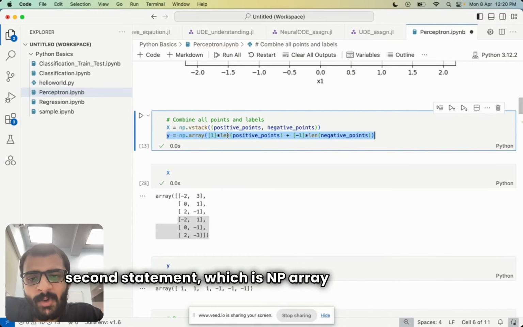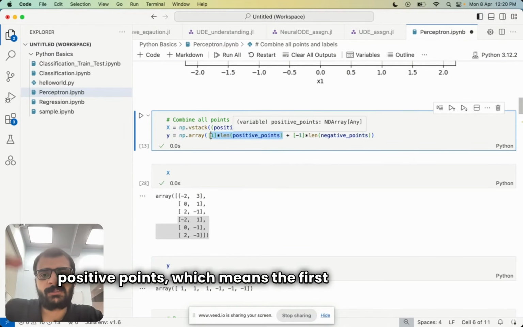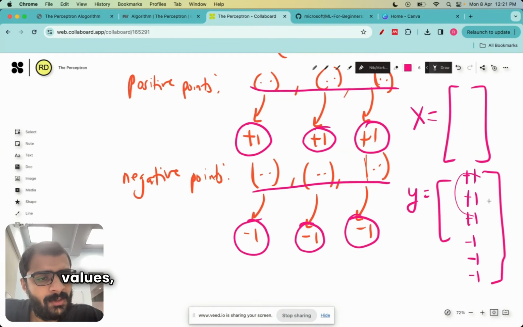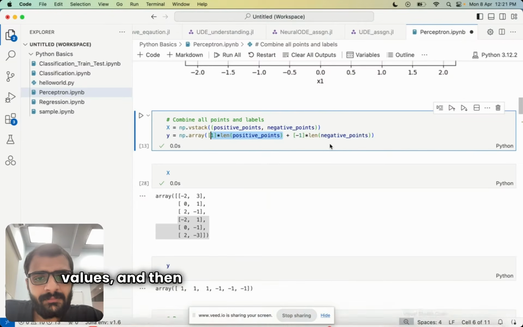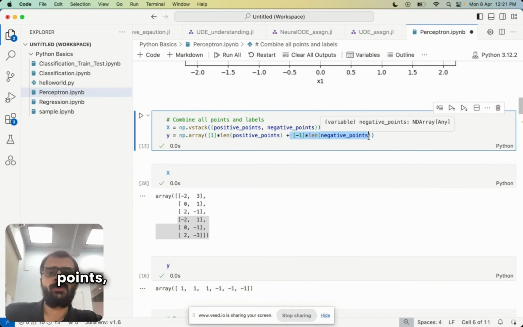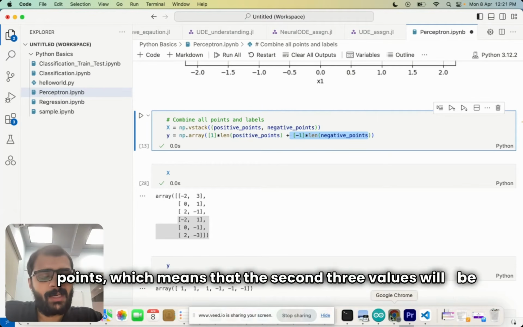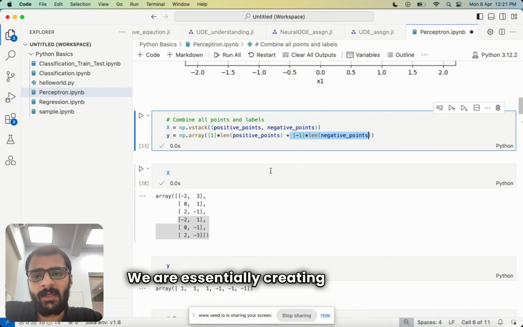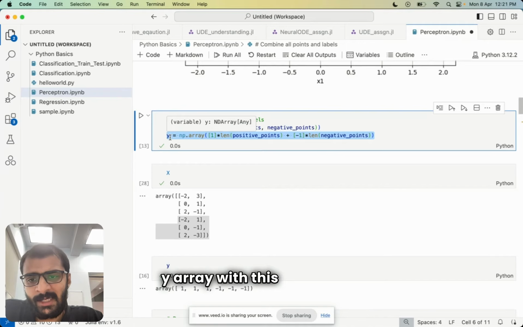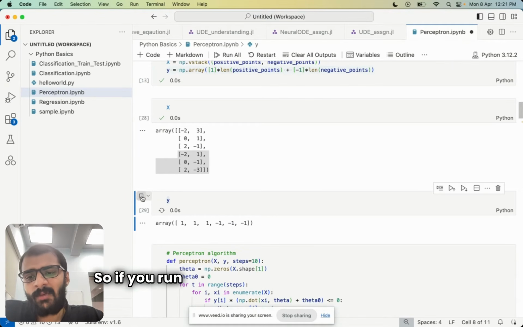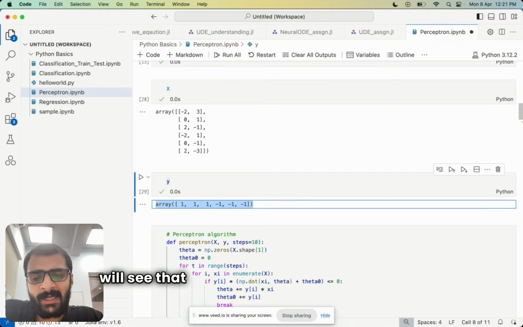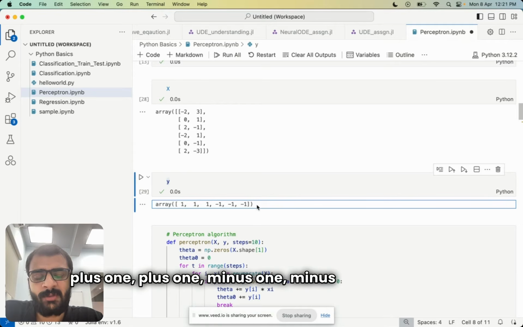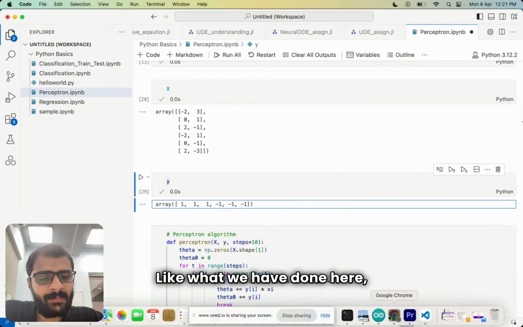Which is np.array of 1 into length of positive points, which means the first three values of the new array will be equal to 1, and then plus minus 1 into length of negative points, which means the second three values will be equal to minus 1, minus 1, minus 1. This is what we are doing. We are essentially creating the small y array with this statement. So if you run small y, you will see that it consists of six values, plus 1, plus 1, plus 1, minus 1, minus 1, minus 1, like what I showed over here.